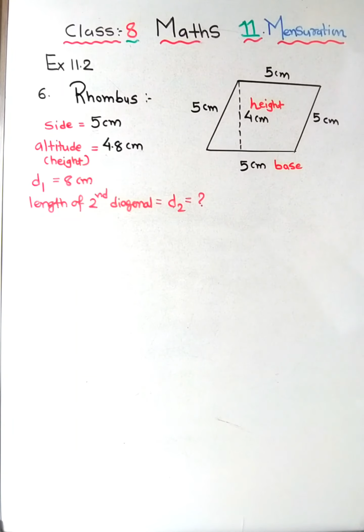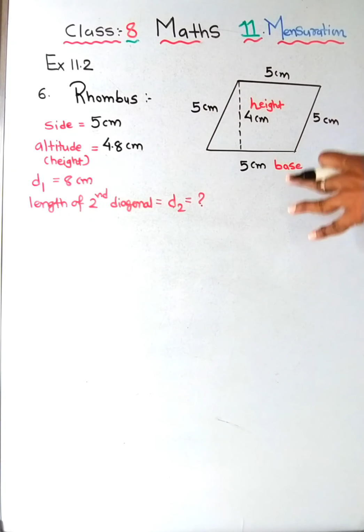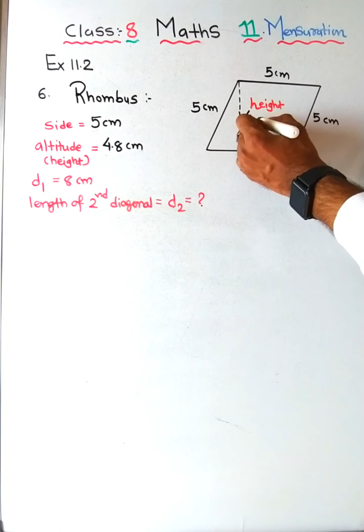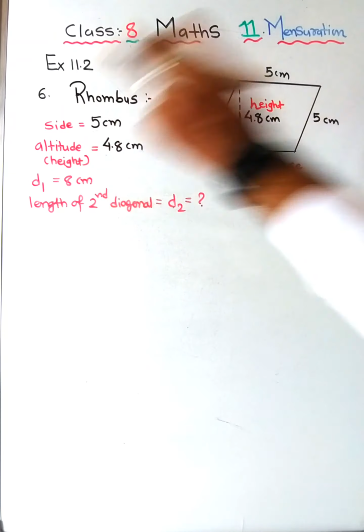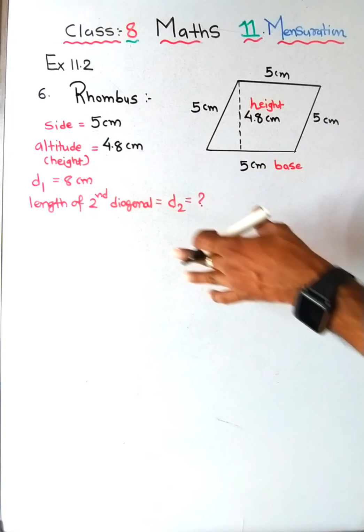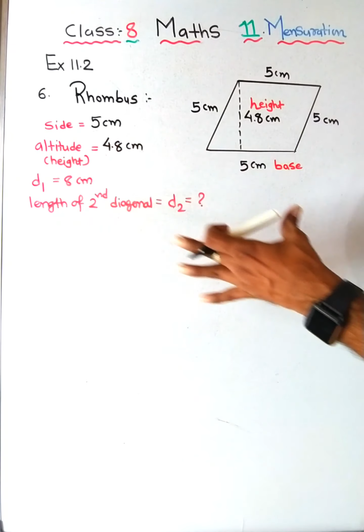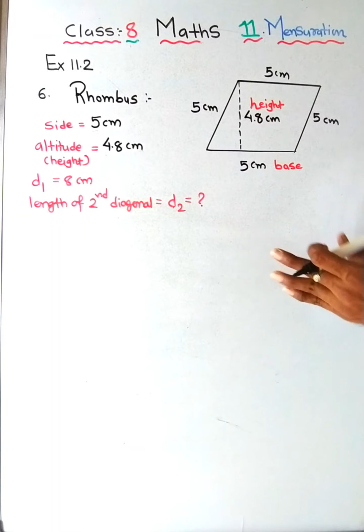We have to find out the area. The side of the rhombus is given as 5 centimeters, so all 4 sides are 5 centimeters. Altitude is 4.8, so here I am writing altitude as 4.8 centimeter. Altitude means height. Clear? Now one of the diagonals is given as 8 centimeter. We have to find out the length of the second diagonal.